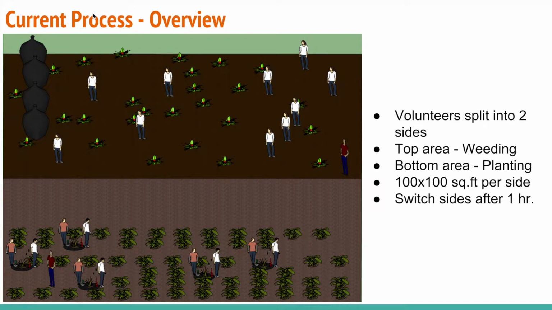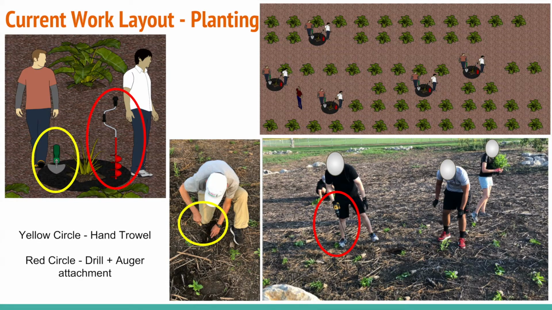Here is an overview of the current process at the rain garden in SketchUp. Volunteers were split into 2 groups of 10, with 1 supervisor per section. Each side encompasses a space of about 100 by 100 square feet. The top dark brown area involved removing weeds from the unfinished garden space, while the bottom area had volunteers digging and planting native plants. After 1 hour, the groups would switch sides.